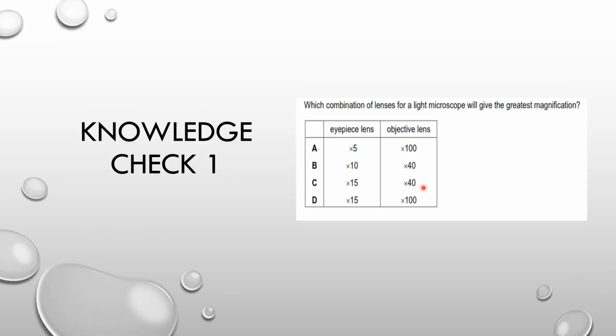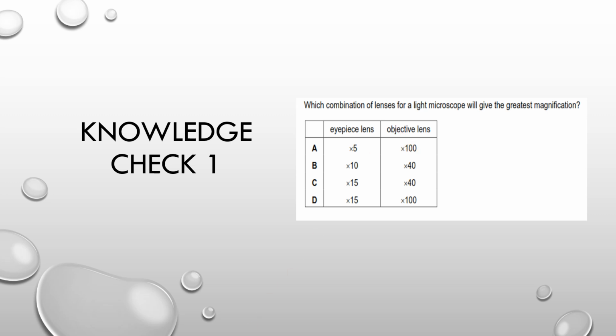Knowledge check one. Just a knowledge check. Which combination of lenses for a light microscope will give the greatest magnification? Pause the video and try it. Okay, tell me your answer. This is the eyepiece lens. Whatever is on the eyepiece lens is multiplied by whatever you are viewing with the objective lens. The objective lens is the one that views the specimen on the stage of the microscope. Whatever is viewed is further multiplied by what is on the eyepiece. So the total magnification will be the magnification on the eyepiece lens times the magnification on the objective lens.